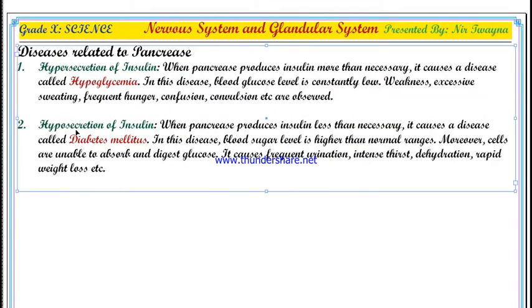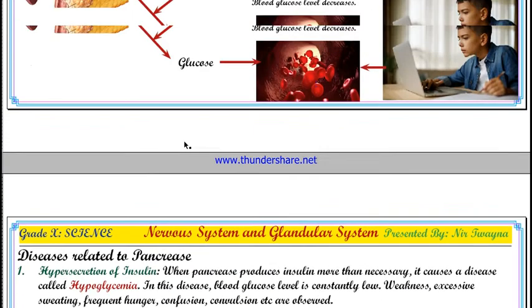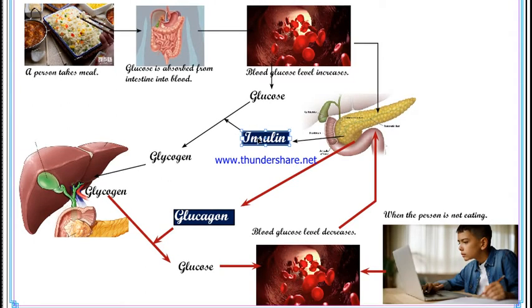Okay, next one is hyposecretion of insulin. If insulin is secreted less than necessary, then what happens? Once again look here. If insulin is secreted less than necessary, then glucose will not be converted to glycogen. So blood glucose level remains high, and when it remains high, that glucose is filtered out by the kidney. The excessive glucose present in your blood is filtered out by the kidney and thrown out in your urine. The glucose is wasted. And when your blood glucose is depleted by tissue consumption, you will feel hungry again.